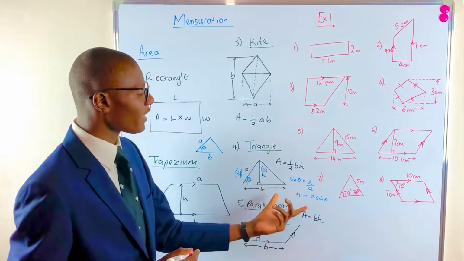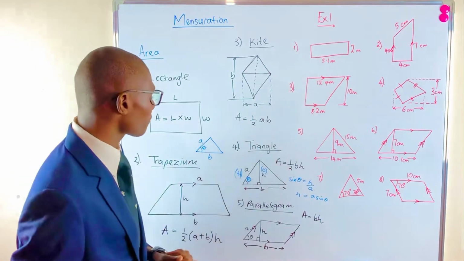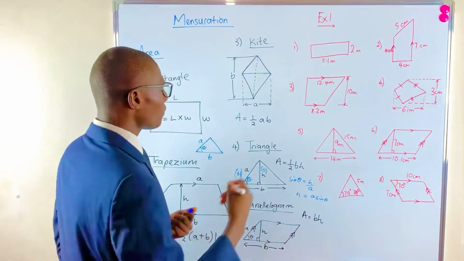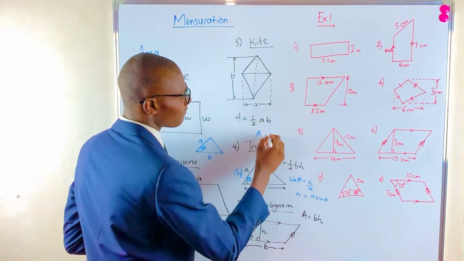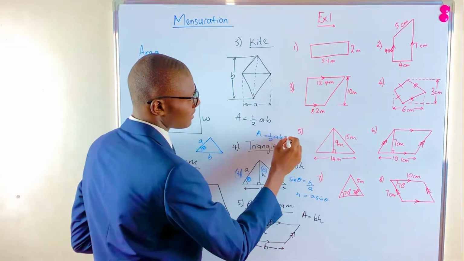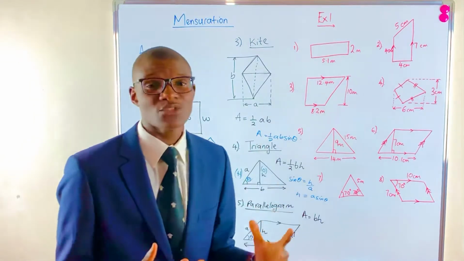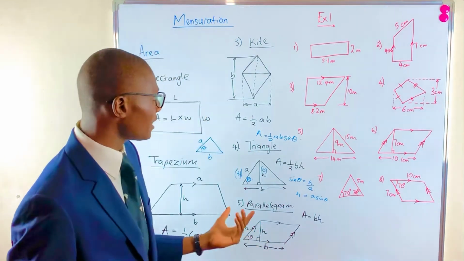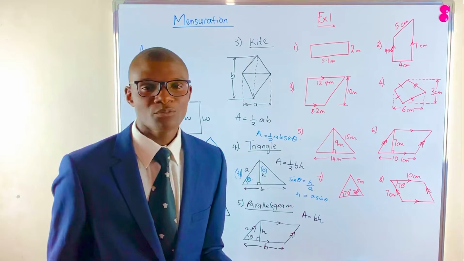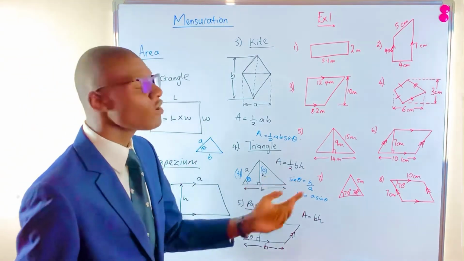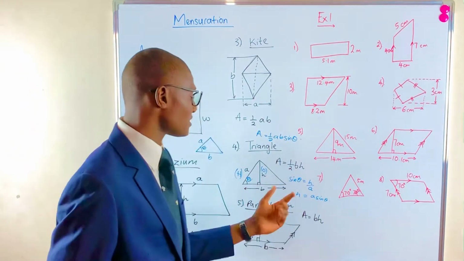So now, if we are to substitute, in place of h, we now have to put a sine theta. The formula for finding the area of a triangle, if it's not a right angled triangle, will now be half AB sine theta. So we use this formula in situations where we are given two sides and an included angle, right? And as well, for a right angled triangle, we just say half base times height.